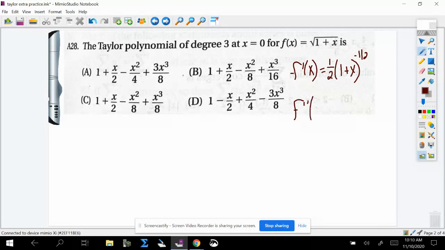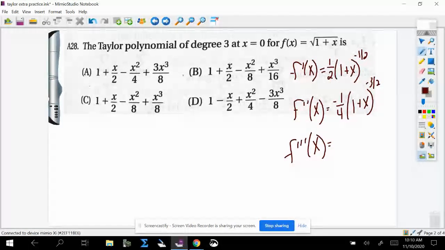Then when I take a second derivative, power out front is going to be negative 1/4. Power 1 less is going to be negative 3/2. I'm actually not going to simplify right now, just because it's easier for me to keep deriving if I keep that exponent written like that. Then I'm going to do power out front, power 1 less again. So now I'm going to get positive 3/8 times 1 plus x to the negative 5/2. And I'm done. I've gone 3 derivatives. When I put 0 into my original, I get 1.